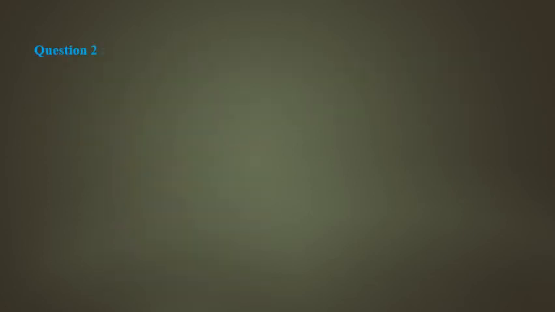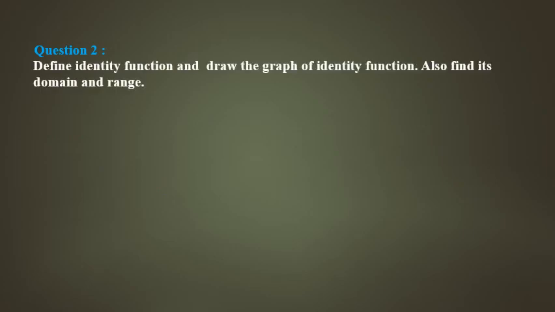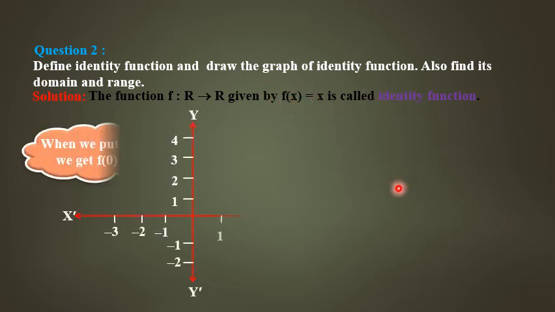Now I take a problem. Define the identity function and draw the graph of the identity function. Also find its domain and range. Look at this, very simple. The function f from R to R given by f(x) = x is called the identity function.